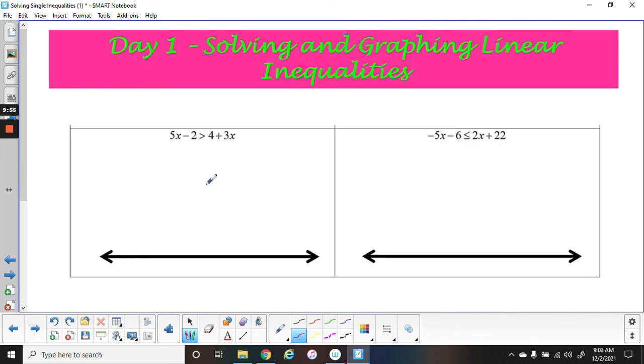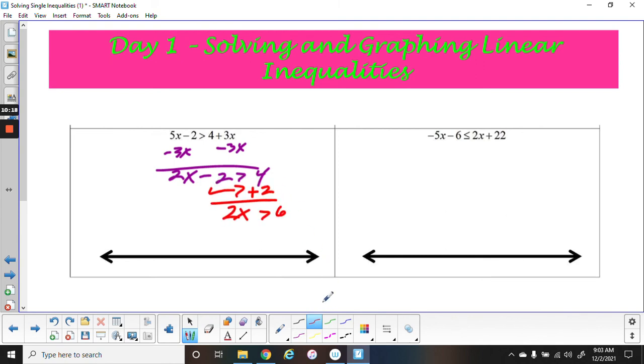Okay, hit pause and see if you can do these two. So I'm going to subtract 3x. 2x minus 2 is greater than 4. Add 2. 2x is greater than 6. Divide by 2. X is greater than 3. So I go 0, 3. It doesn't have the or equal to, so I'm going to make an open circle. Greater than is to the right.